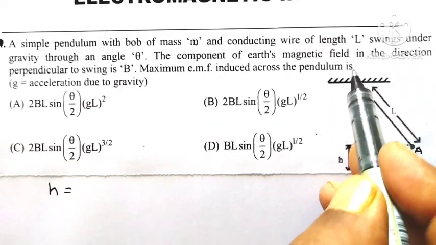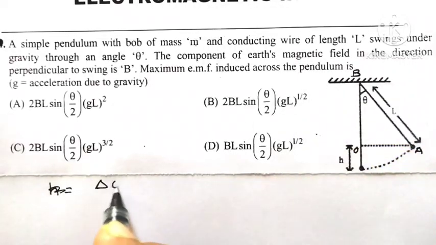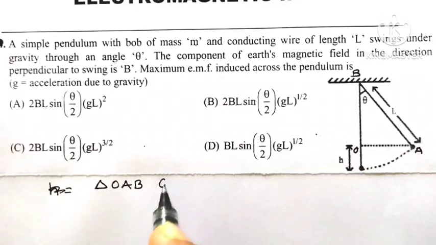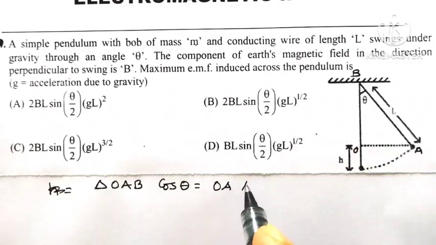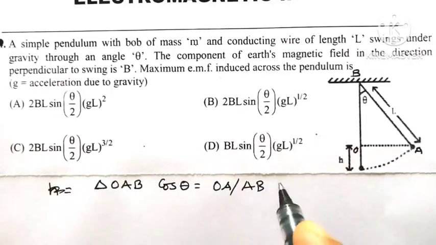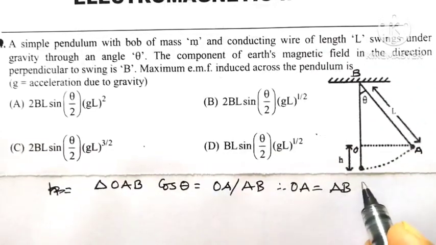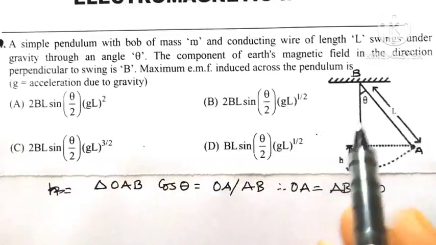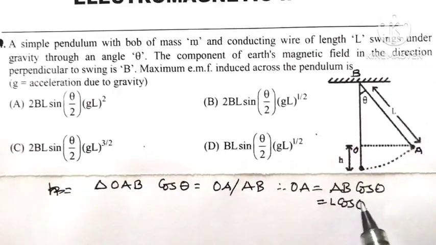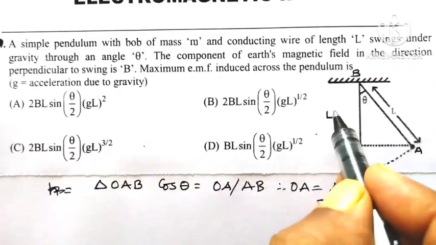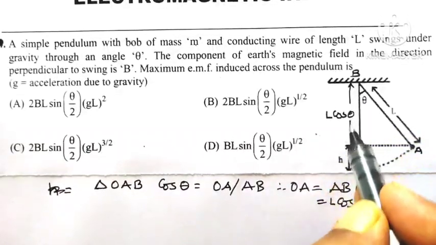what is the cos of theta? In triangle OAB, cos theta is equal to OA upon AB. Therefore, OA is equal to AB cos theta. But AB is nothing but the length L. So OA is L cos theta. This length is L cos theta.